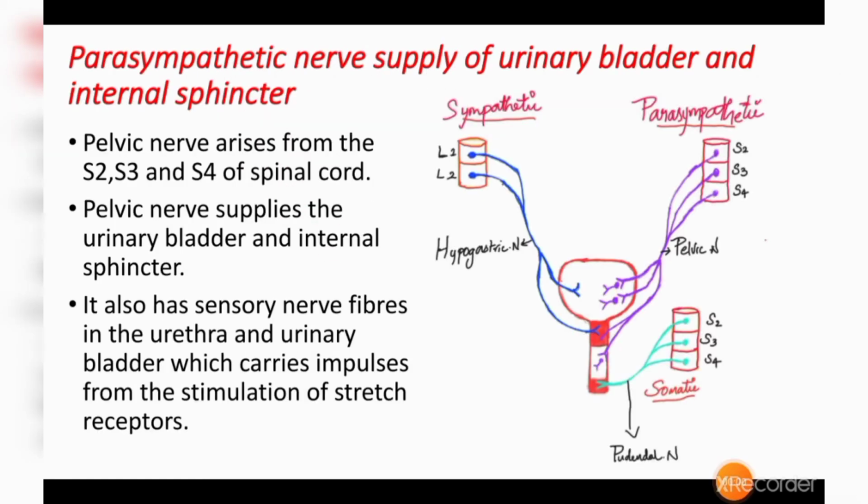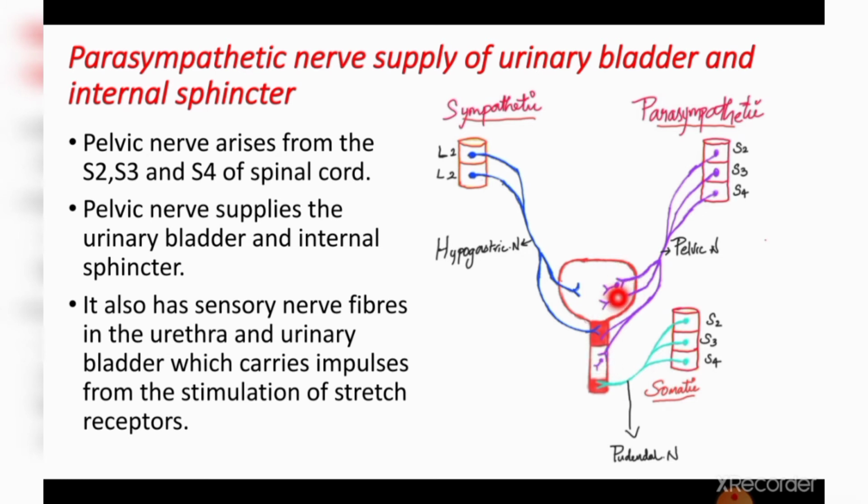Moving on to the parasympathetic nerve supply of the urinary bladder and urethra. The parasympathetic nerve called the pelvic nerve arises from the S2, S3 and S4 spinal cord and supplies the urinary bladder wall, that is the detrusor muscle, and the internal sphincter. Other than this supply, this pelvic nerve also has sensory nerve fibers in the urinary bladder and the urethra. These sensory fibers carry impulses from the bladder wall and the urethra.